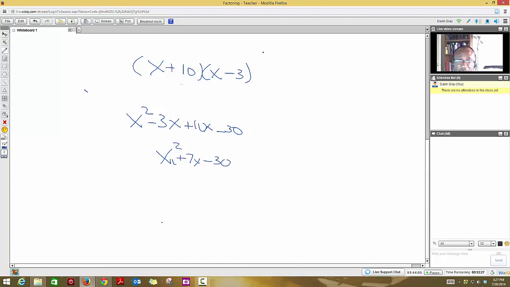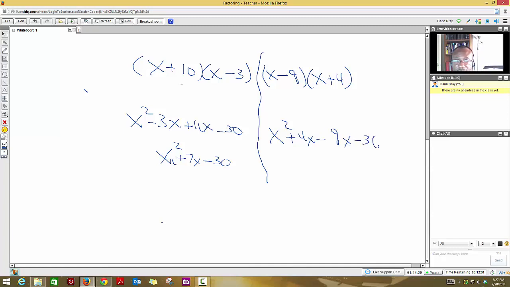Let's look at something different. Let's say we had x minus 9 times x plus 4, okay? That'll be x squared our first term. Our outside term is going to be plus 4x. Our inside term is going to be negative 9x. And our last term is going to be negative 36. That's going to give us x squared. If you're standing at the 4 on the number line, you take 9 steps back. You're going to end up with negative 5x and minus 36.